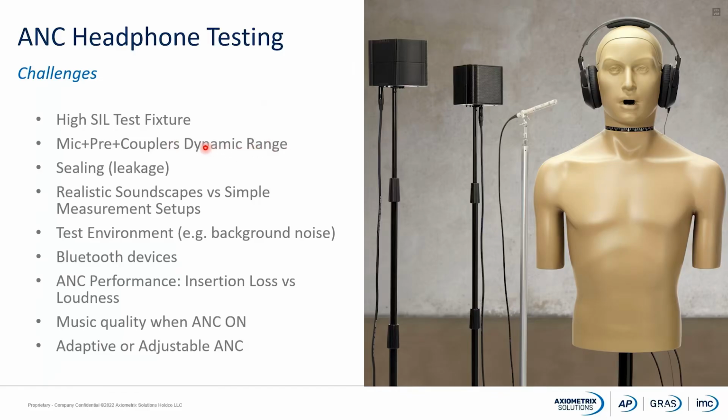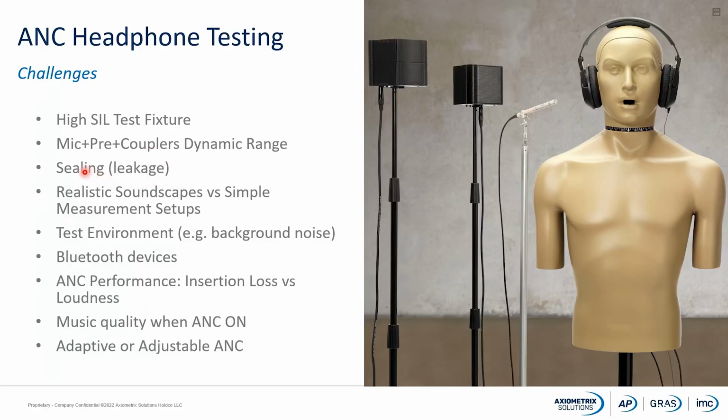And the same for the self noise of the device. As I showed you before, it's important to consider the noise floor of our microphone, preamp, and coupler combination whenever we would like to measure very low sound pressure levels, like the measurement of the ANC circuit noise.